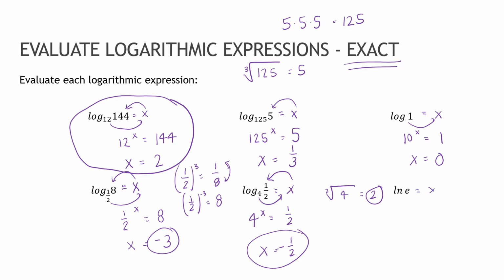And last one. Remember, the base here is e, so e to the x equals e. So e to what power would be e? Well, obviously x would have to be 1. e to the first would just be e. And that is all.